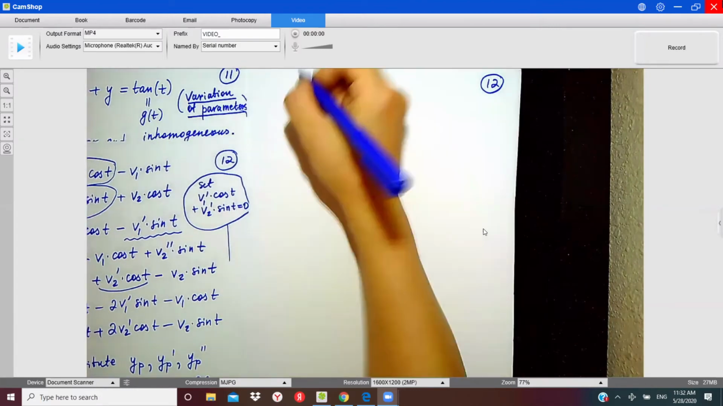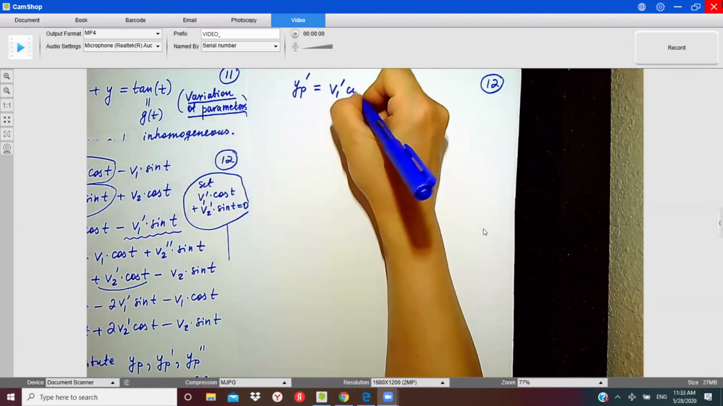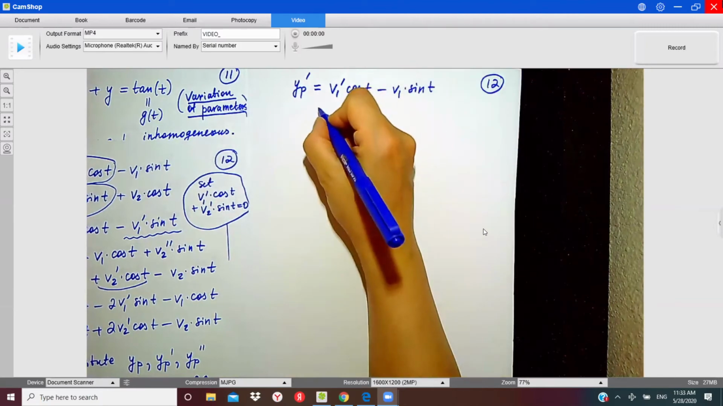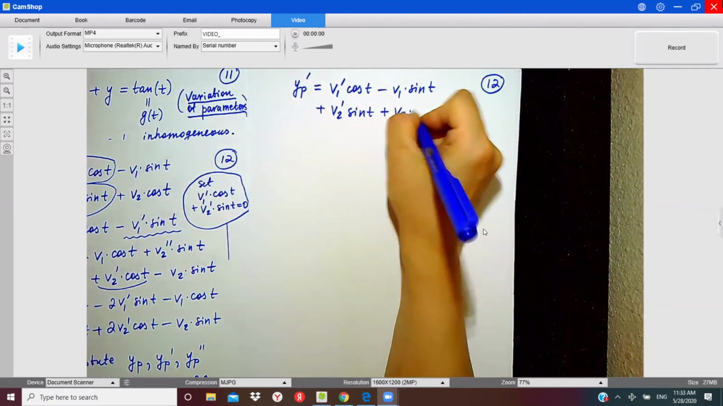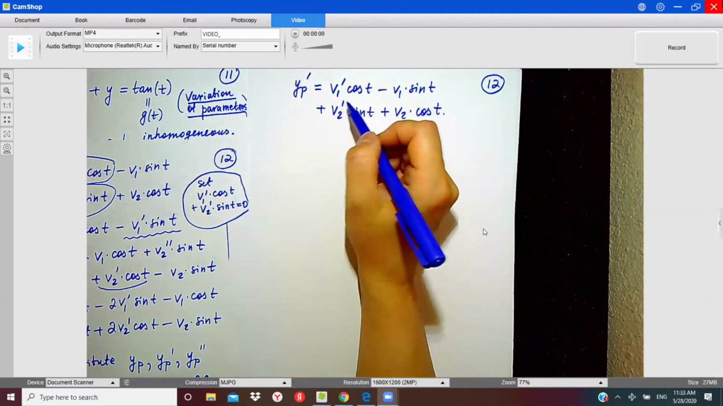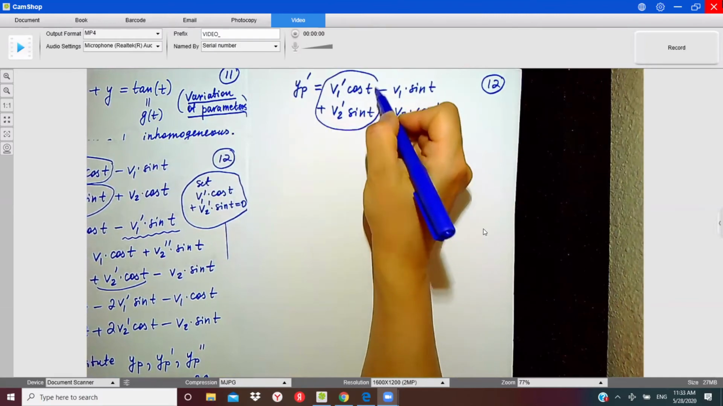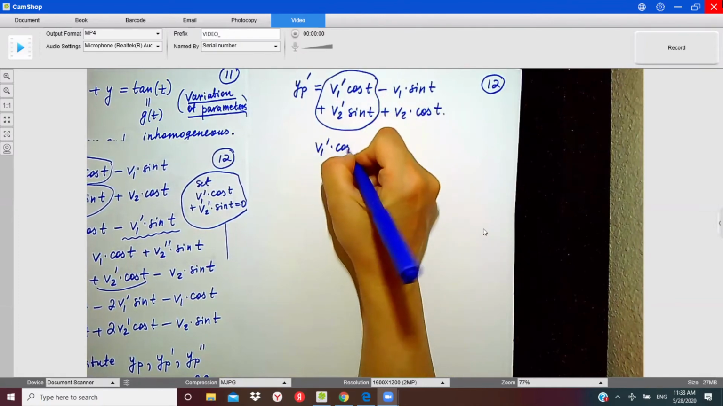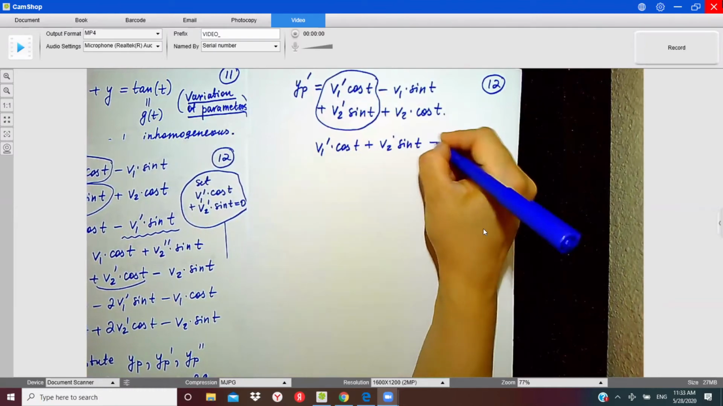So y sub p prime is, we said, v sub 1 prime cosine t minus v sub 1 sine t plus v sub 2 prime sine t plus v sub 2 cosine t. So again, the book says regarding this method that it's easier for us to set these 2 terms together equal to 0. So again, we will set v sub 1 prime cosine t plus v sub 2 prime sine t equal to 0.